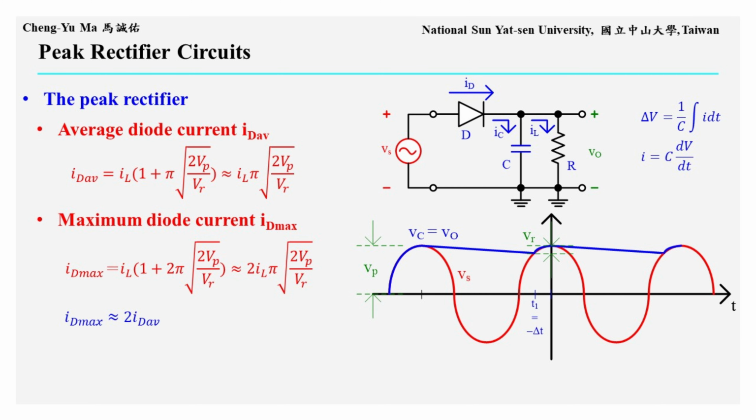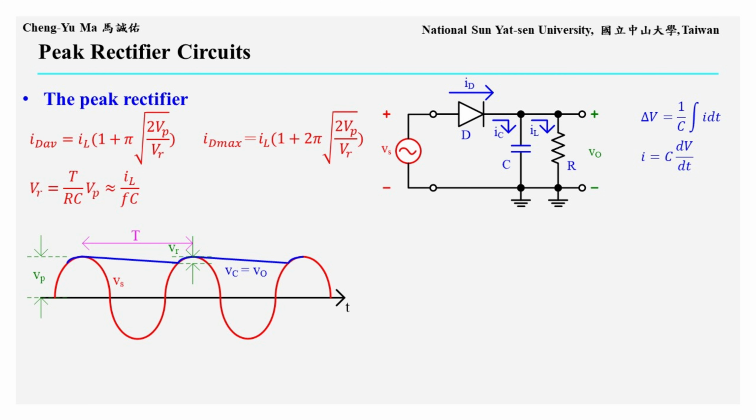Now compare the average diode current and the maximum diode current. Since Vp is much larger than Vr, the one term can be neglected. Then ID average is approximately IL times pi times the square root of 2 Vp over Vr, while ID max is approximately 2 times that value. Therefore, ID max is approximately twice ID average.